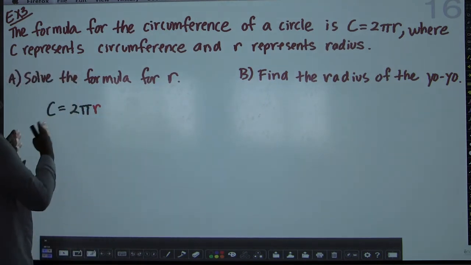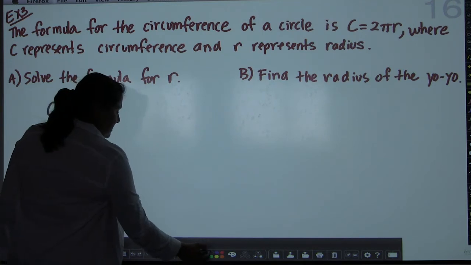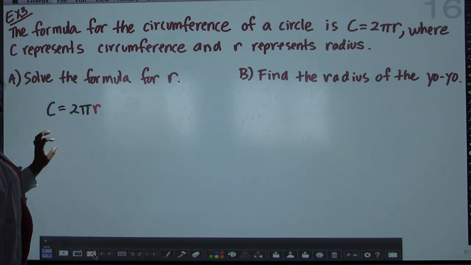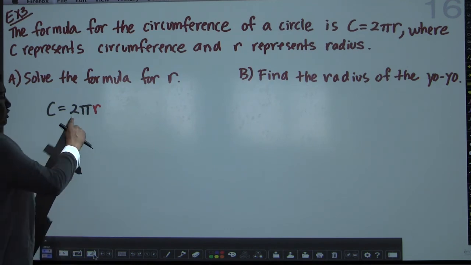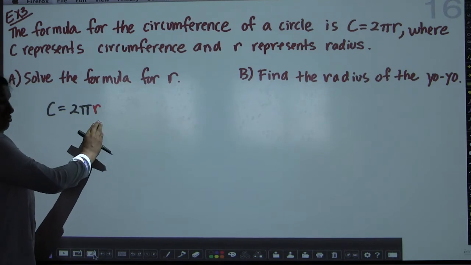So instead of it saying c equals, they want it to say r equals. Okay, so as you can see, this is actually not a really hard problem to do. I identified the r. There's only one r in the expression. That's the good news. But this is 2 times pi times r.